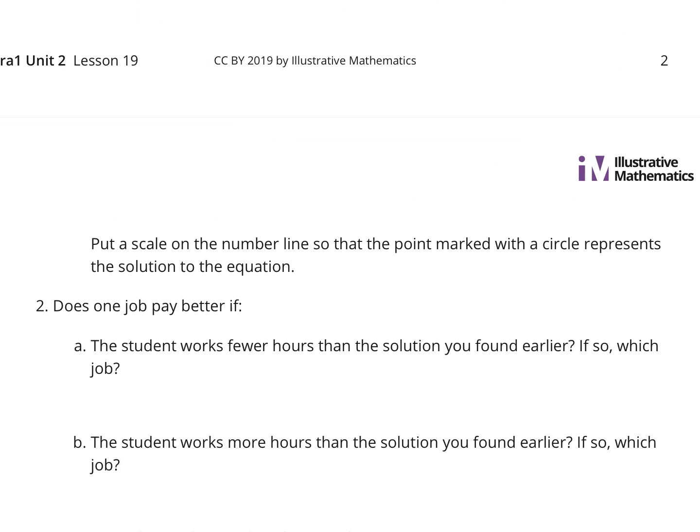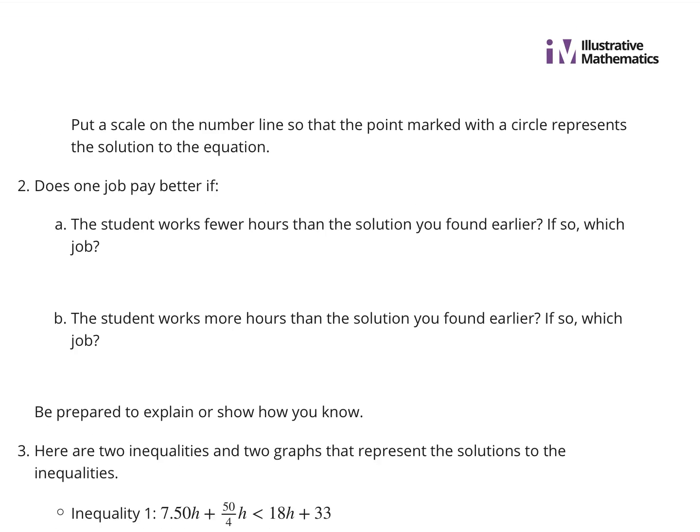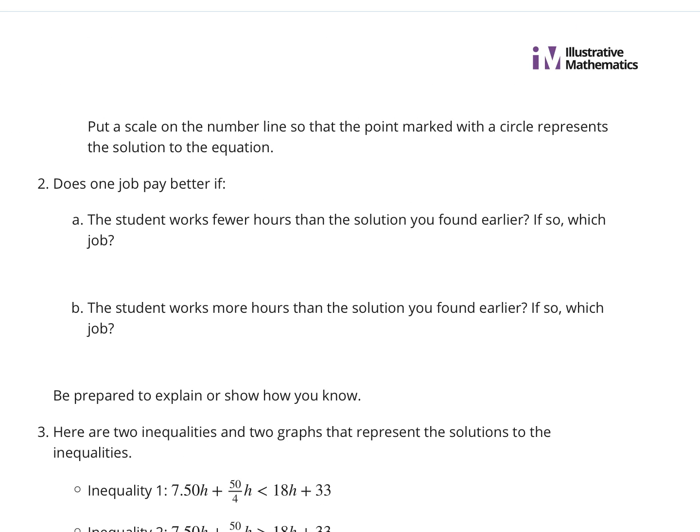All right, so question 2 asks if the student works less than 16.5 hours, is one going to be better than the other? And the same thing for if it's more than 16.5 hours. So let's do the less than first. Again, you're just choosing any number that falls to the left of the boundary point. I like to work with 0 a lot because it does make it easier to plug in. So I'm just going to take 0 and plug it in for h.